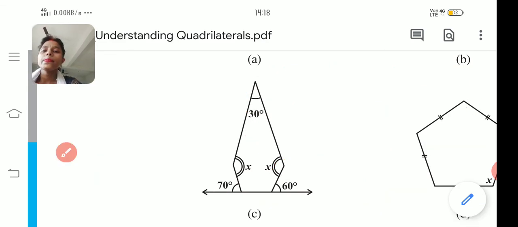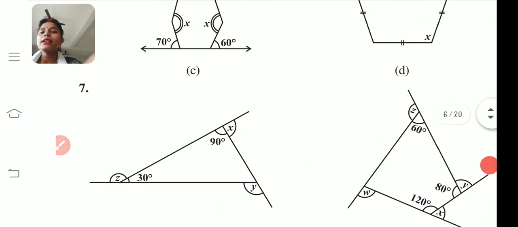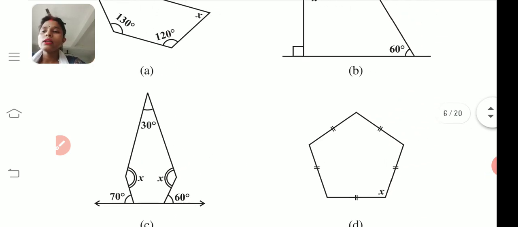Okay students. Now for the rest of the questions, you have to solve question number 7 and part D. You will solve these two questions. If you have any doubt, then you can ask.